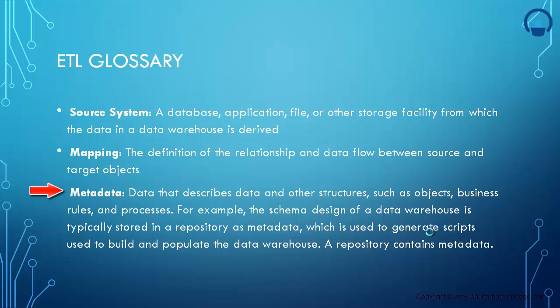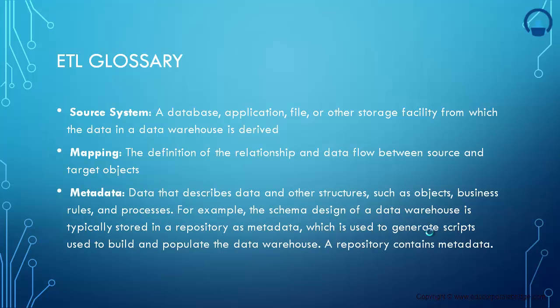A repository contains metadata. What does this mean? We have a data warehouse which contains several tables. Suppose we have a table named employee which contains a description about the employee: its first name, its last name, its telephone number, address, date of birth, salary structures and many more pieces of information. So these different headings of the table are called the schema design, the design of the table.